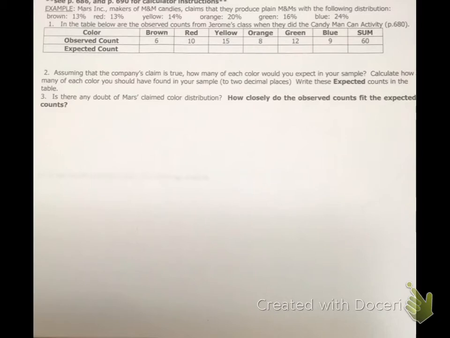All right, so to find the expected count here for brown, it's n times p. My n is 60, and my p is 0.13, because for brown it was 13%. That gives me 7.80. For red, it was the same thing, so 7.80. For yellow, it's 0.14 times 60, which gave me 8.40. For orange, I got 12. For green, I got 9.60, and 14.40 for blue. If you add them all up, they should total 60.